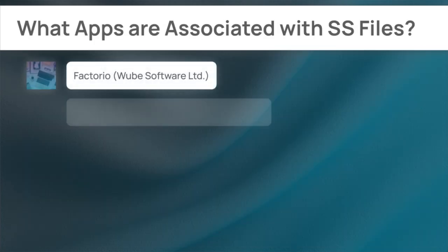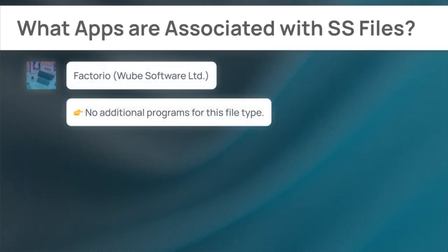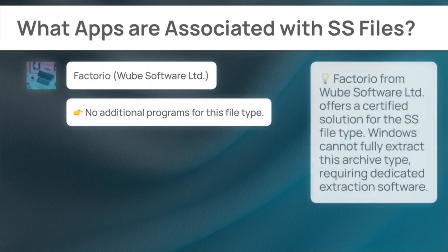For reliable opening, Factorio by Wube Software Ltd. offers the best solution for SS. Windows cannot fully extract this archive type, requiring dedicated extraction software. Windows cannot open script or data files used by engines, so specialized tools must interpret them.